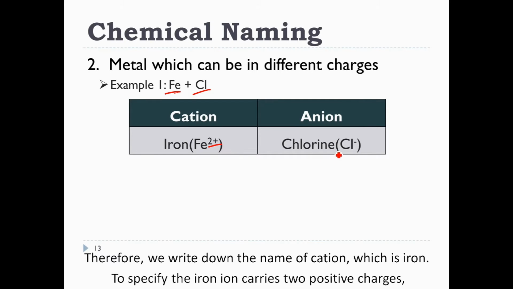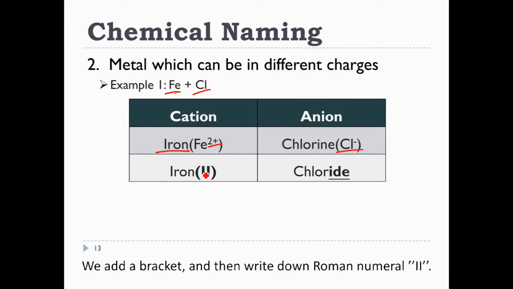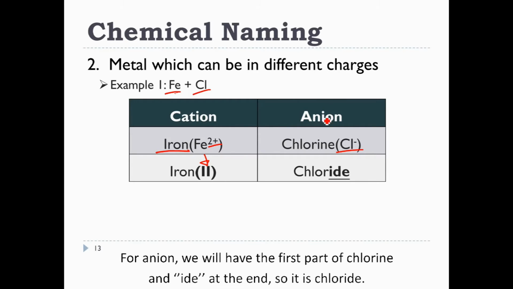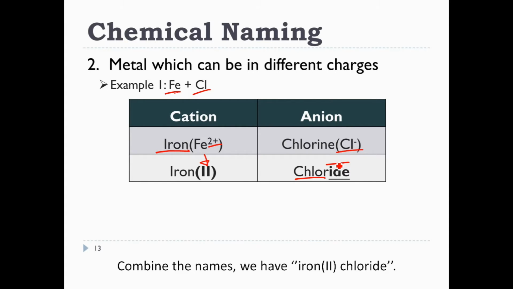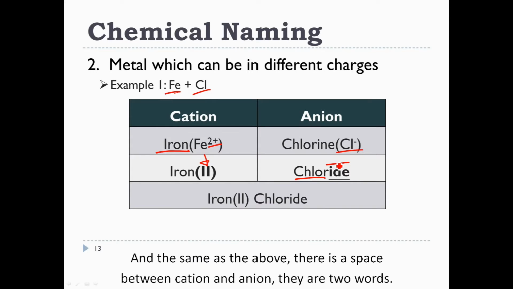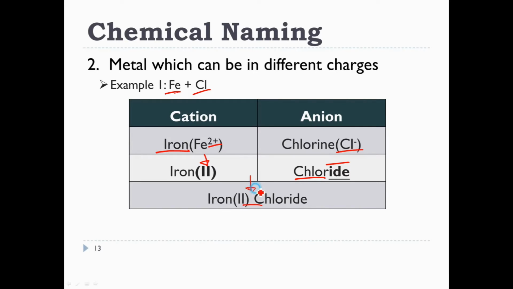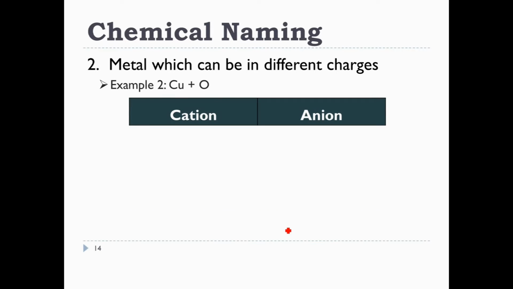Therefore, we write down the name of cation, which is iron. To specify the ion carries two positive charges, we add a bracket, and then write down Roman numeral 2. For anion, we will have the first part of chlorine and IDE at the end, so it is chloride. Combine the names, we have iron(II) chloride. And the same as the above, there is a space between cation and anion. They are two words.